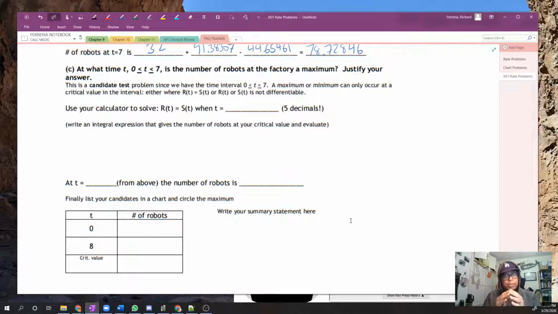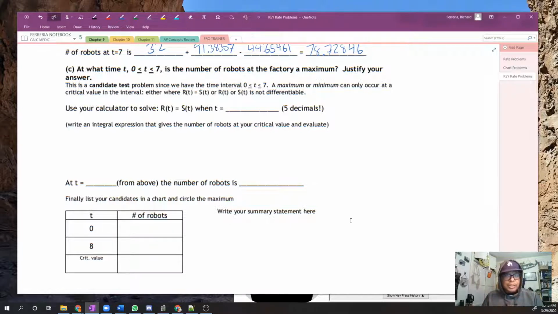critical values. Now in our case, a critical value is going to be when r is equal to s. That's when one of the rates is going to overtake the other. Or it's going to be at any place where either of the rates are not continuous, because those are places where the rate maybe jumps. Maybe it's a break in the graph. We have seen that on the AP test before, so we would look for that.